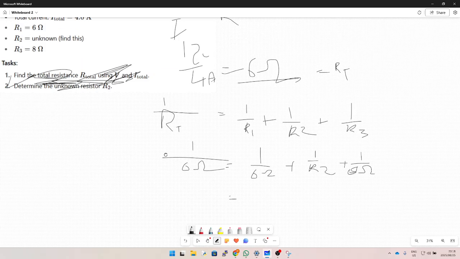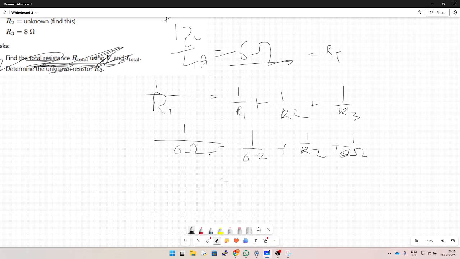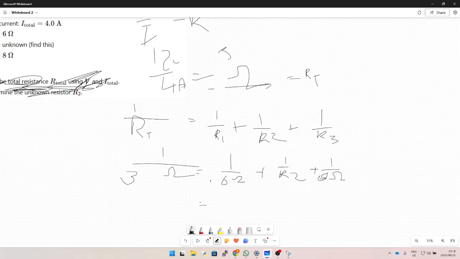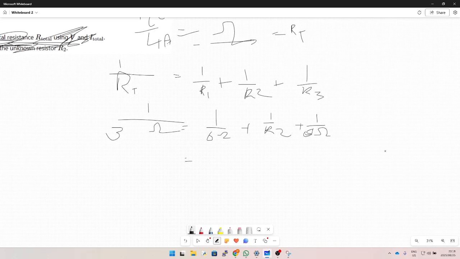Wait, I did something wrong. Okay, anyways, whatever. The R is not 6 ohms. I made a mistake here. It's not 6 ohms, it's... Okay, anyways, my mistake there. It's 3 ohms. Now what you're gonna do is we're gonna bring this over here.